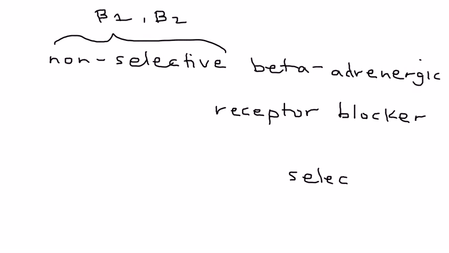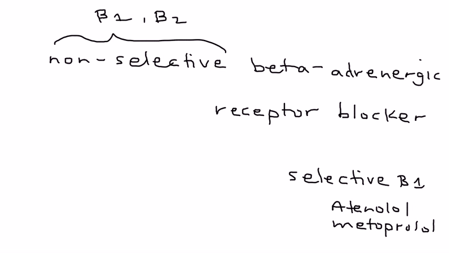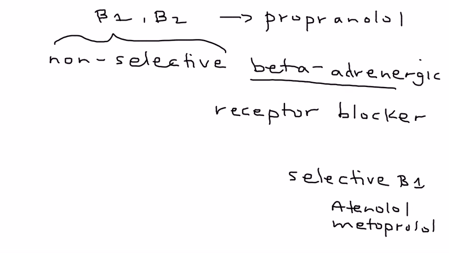We have selective beta-1 blockers available, and they are atenolol and metoprolol. These are some examples. But what we're talking about in this video is propranolol, and propranolol blocks both. Beta adrenergic receptor is just referring to the receptor, and blocker just means that it antagonizes those receptors. So when that does happen, what effect does it have?